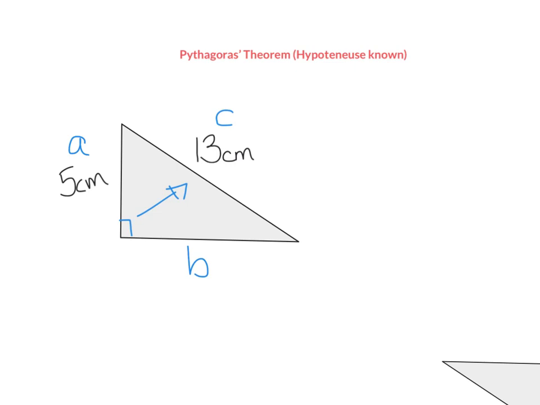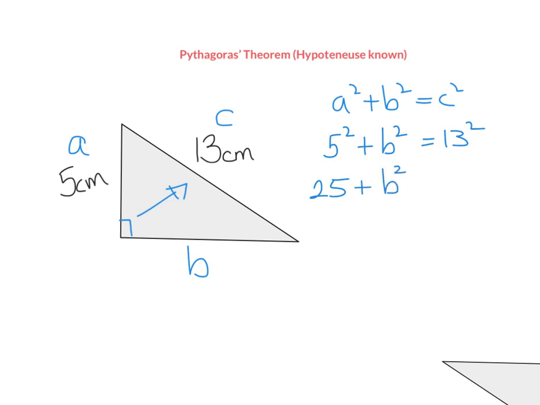So I'm going to start off by writing out Pythagoras Theorem, which is A squared plus B squared equals C squared. And then all I'm going to do is replace the values. So instead of A, I'm going to write 5. I'll keep B as it is because I don't know what it is. And instead of writing C, I'll write 13. So I'm going to say 5 squared plus B squared equals 13 squared. Okay, well 5 squared is 25, B squared is just going to stay the same, and 13 squared is 169.